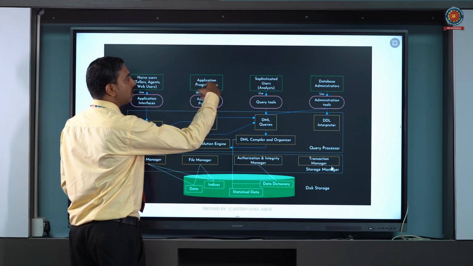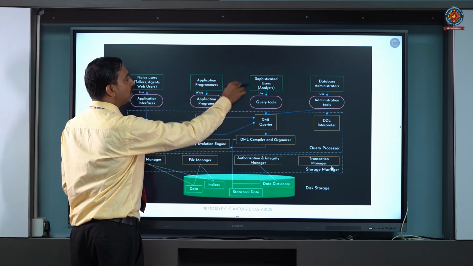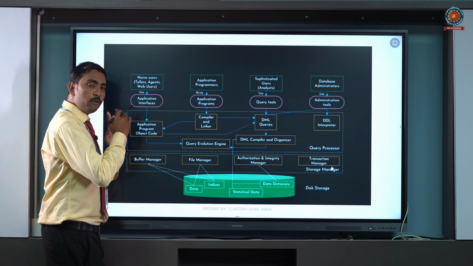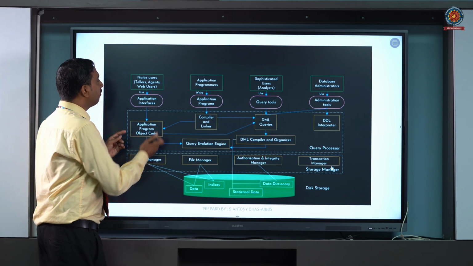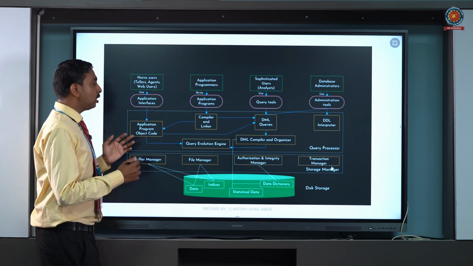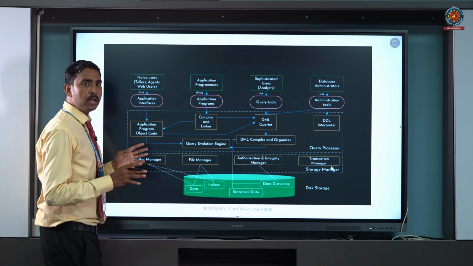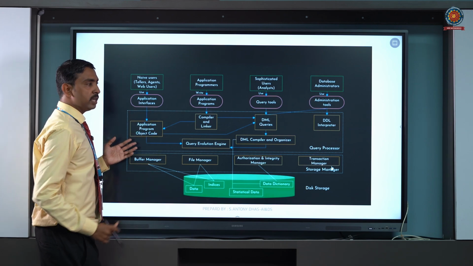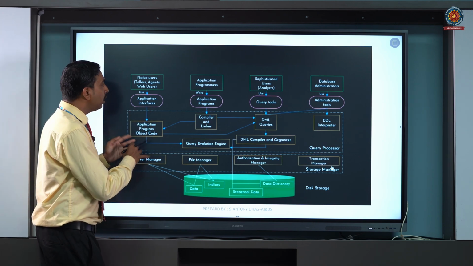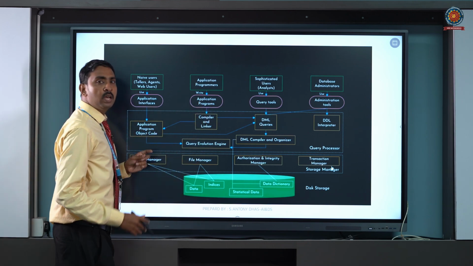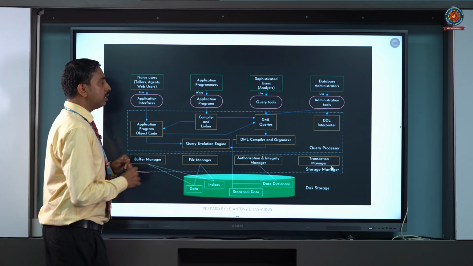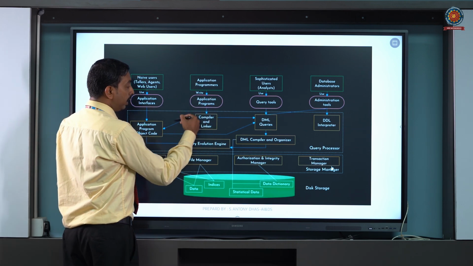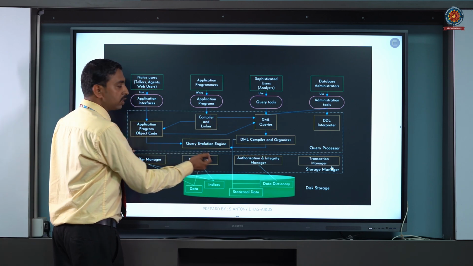First is the user view. In the user view, there will be non-technical and technical persons. First one is the naive user. A naive user is just a user who is not aware of technical terms. They interact with user applications and try to get some data from the database. Next one is application programmers. They have some technical knowledge. They write queries and ask the query processor to give the data.